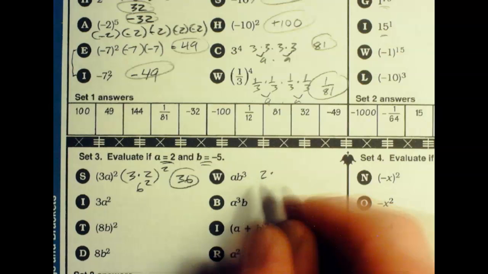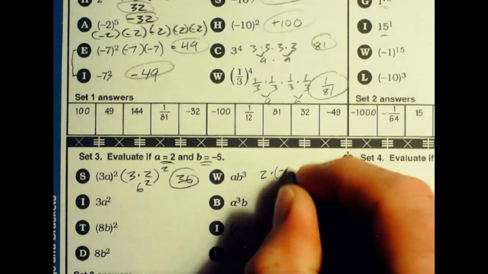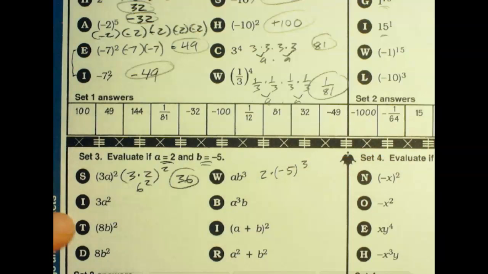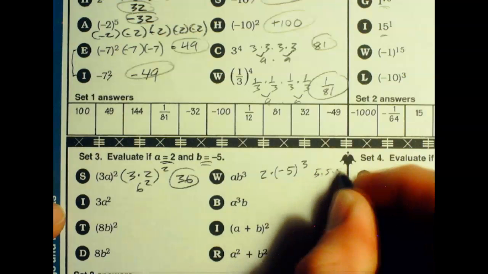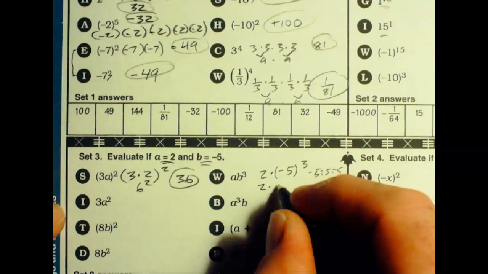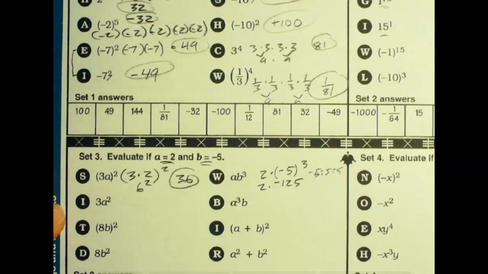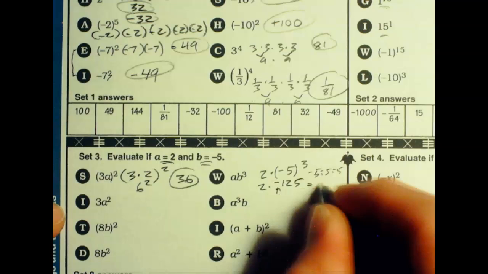All right, so 2 times AB cubed. So that's 2, and this is going to be negative 5, and it's cubed. Notice how I inserted it in parentheses, just like I've taught you to do. Well, if you do that, that's 5 times 5 times 5, they're all negatives. So this is really 2 times a negative 125, and 2 times 125 is 250, and there's one negative symbol right there, so this is going to be a negative 250.